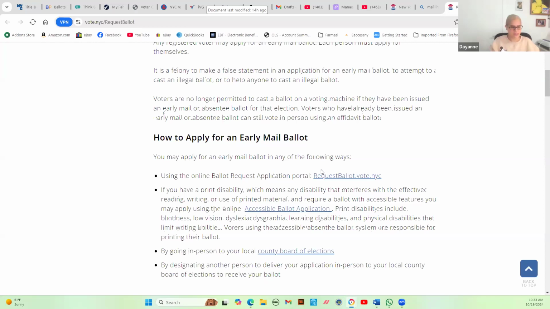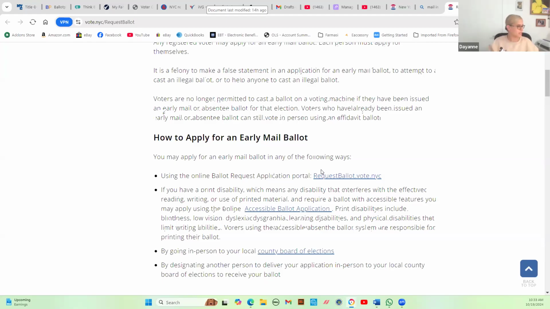Okay. So that's why this is important that you check your registration before you go and vote, because if there's been a change in address or there's been a change in name, let's say you recently got married, you didn't change it, don't use your married name because you're not going to come up under your married name. You're going to have to use the name that you had originally. That's what's going to come up, or else you're going to end up with an affidavit ballot.